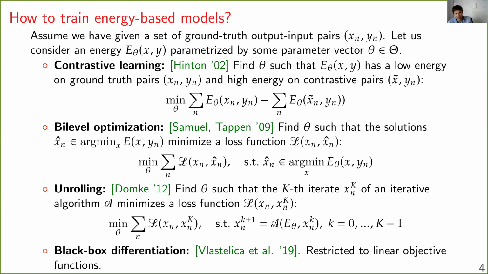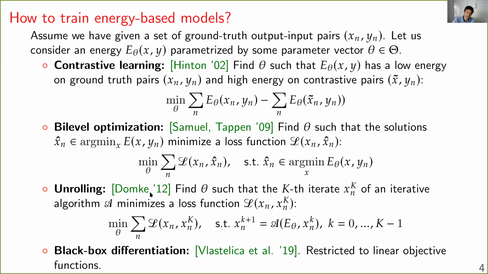Then clearly bi-level optimization. So this is the most optimization-based approach. We try to find the parameter vector theta such that the solutions x hat, which are the minimizers of our energy-based models for a given input yn, minimize a certain loss function. And with this, we get a bi-level optimization problem, where the higher level problem is the loss function that matches the outputs of the energy-based models with the ground truth solutions, and the lower level problem is just the solution of the energy-based model.